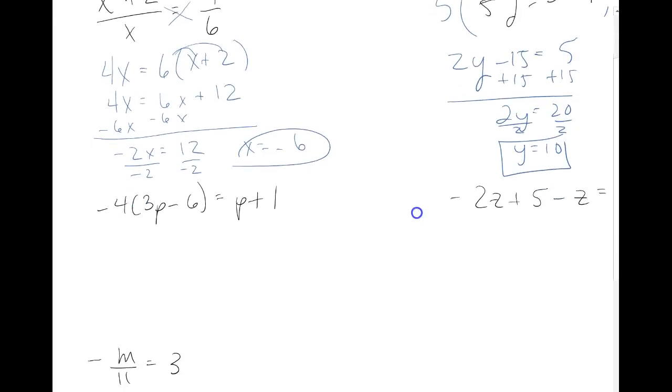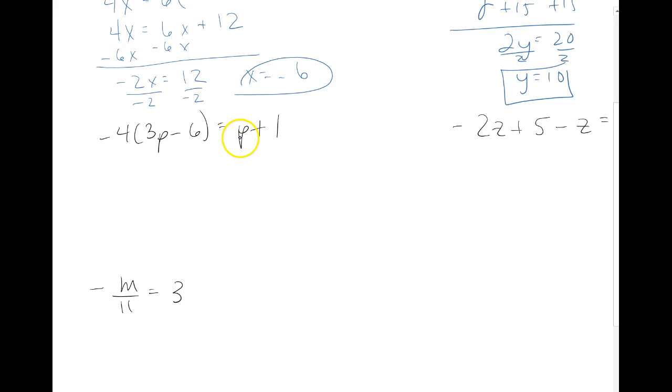Okay, if we move on down to this one, we need to start with the distributive property, so just be really careful with your negatives. Negative 4 times positive 3 is negative 12p, and then negative 4 times a negative 6 is plus 24.